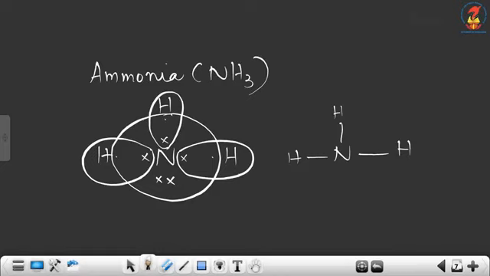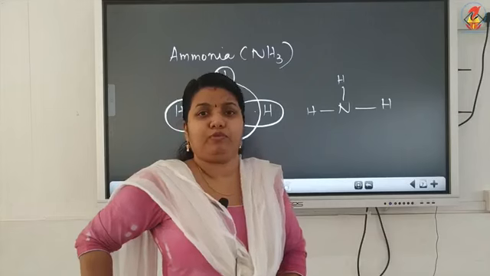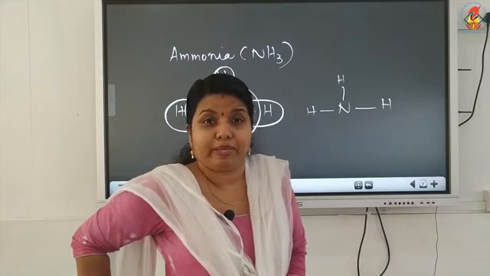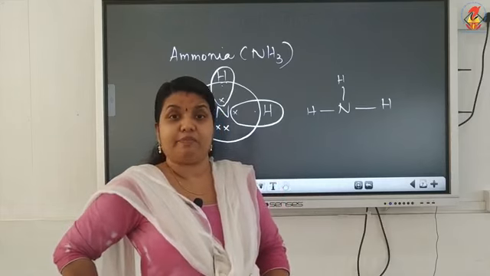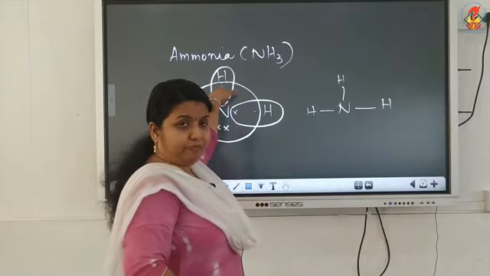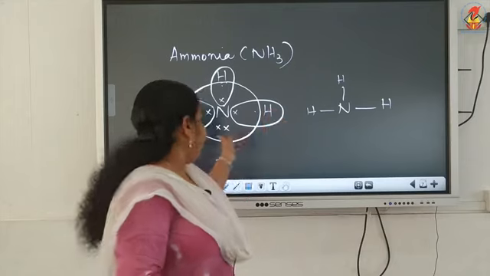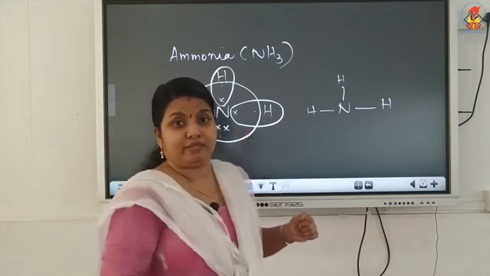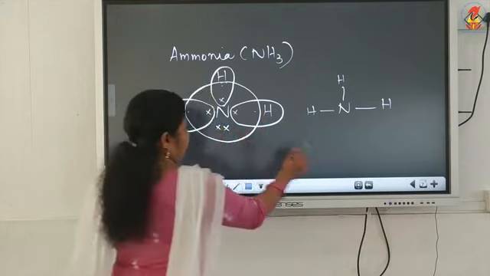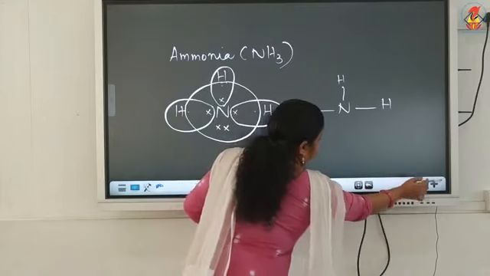Now there are 2 electrons not involved in bond formation for nitrogen. We call it a lone pair. This you will learn in 11th standard. Such electron pairs which are not involved in bond formation are known as lone pairs of electrons. Lone pairs and bond pairs are there. These are bond pairs which are involved in bonding. These are known as lone pairs. Okay, so that is the nitrogen compound ammonia.